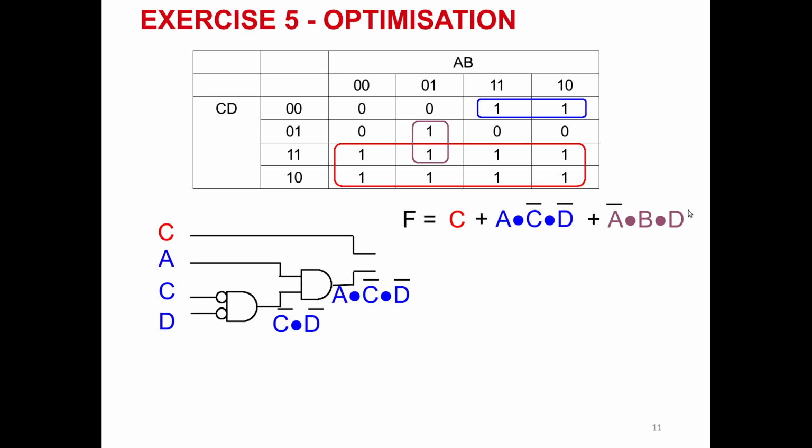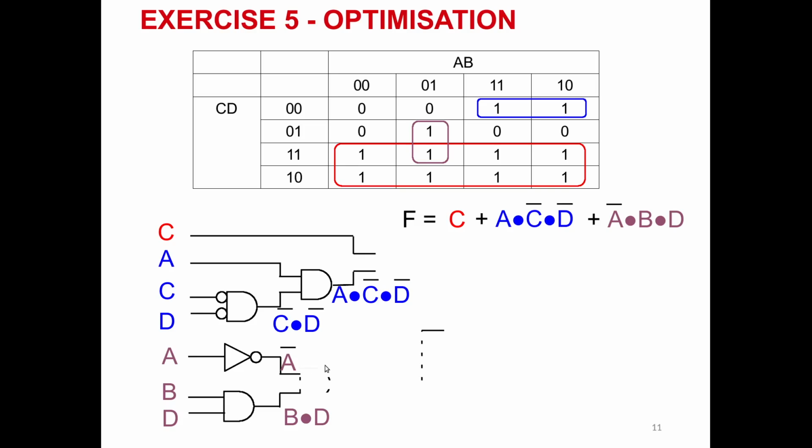Now we will make the output for this AND in purple. We have A, and we invert it, we will have not A available here. We will need B and D, so here we input B and D together with an AND, and so B and D is the input for this AND. The output of this AND will be B and D, and we AND these two together. We will have not A and B and D available here.